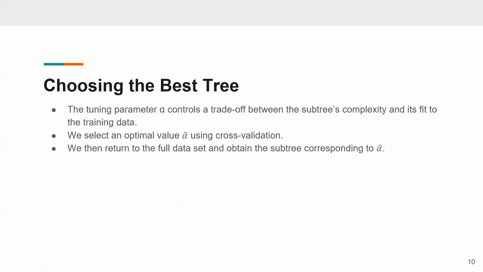So the tuning parameter alpha controls the trade-off between the subtree's complexity and its fit to the training data, and we select an optimal value of alpha hat using cross-validation, and then return to the full data set and obtain the subtree corresponding to the alpha estimate. That's something called pruning a tree. That's the best possible solution for decision trees to find the best tree.